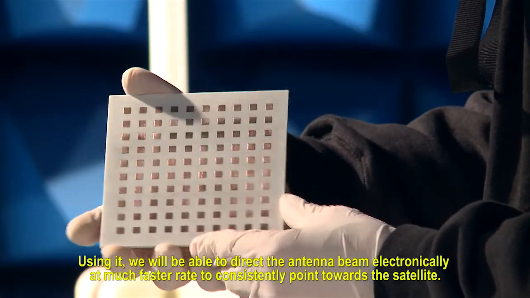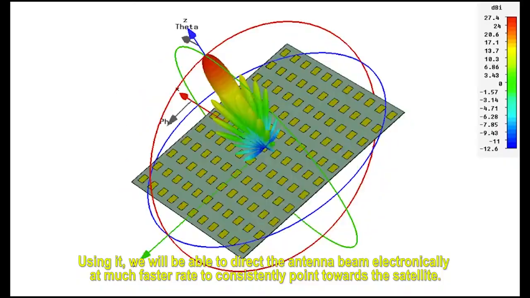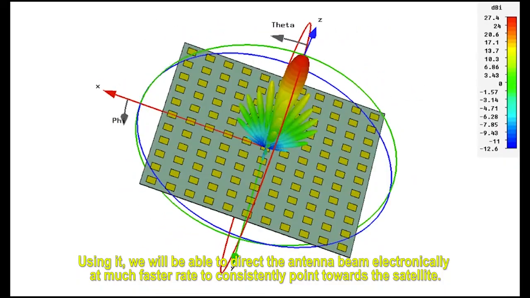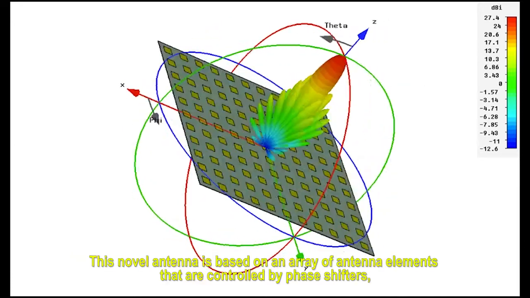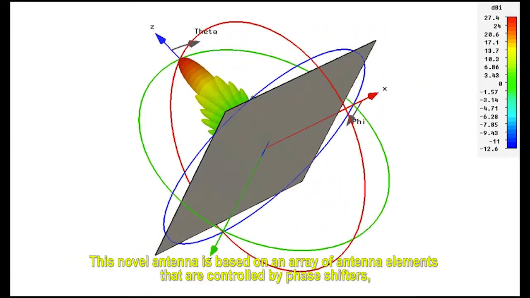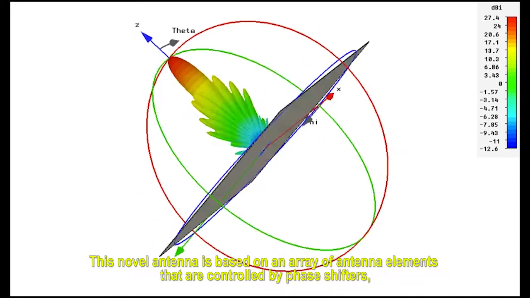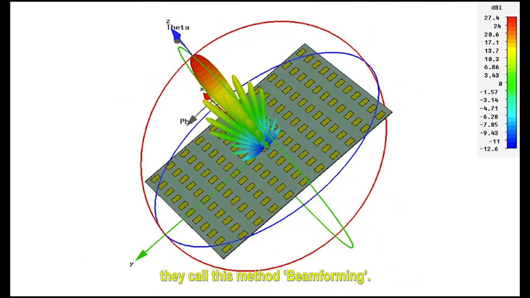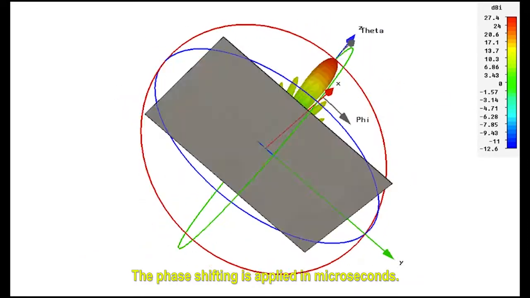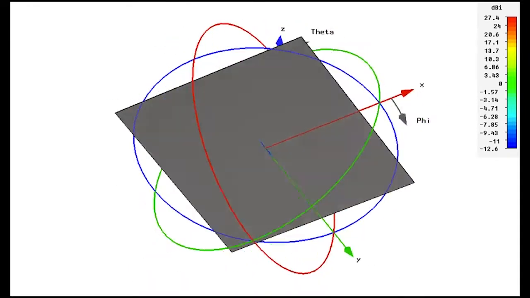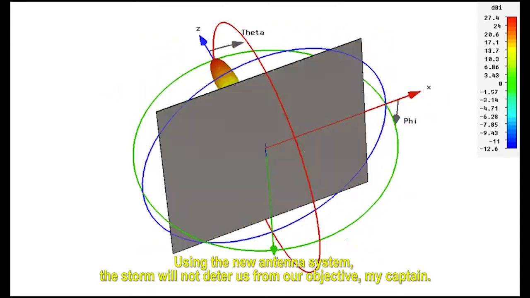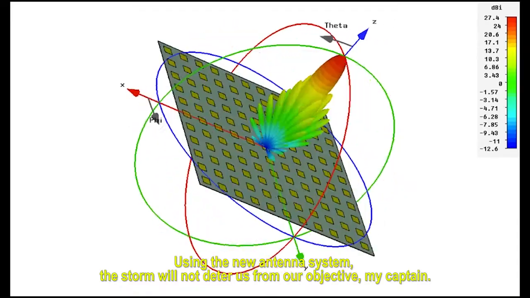Using it, we will be able to direct the antenna beam electrically at a much faster rate to point always towards the satellite. This new antenna is based on an array of antenna elements that are controlled by phase shifters. They call this method beamforming. The phase shifting is applied in microseconds. Using the new antenna system, the storm will not deter us from our objective, my captain.